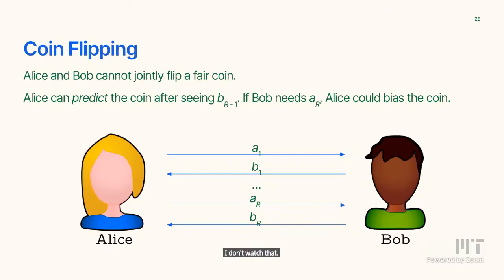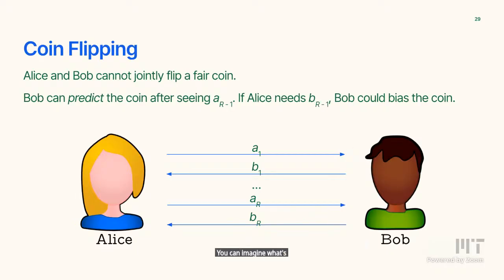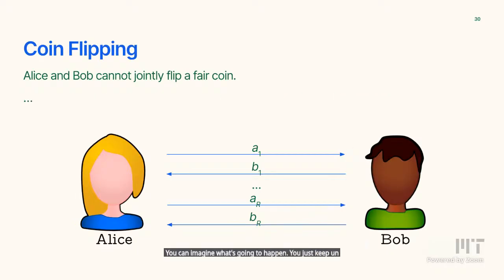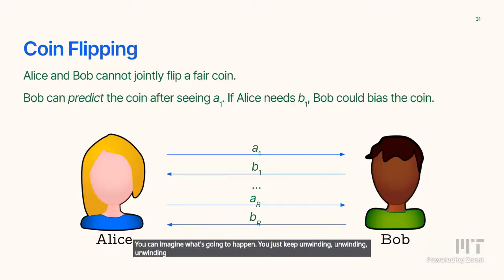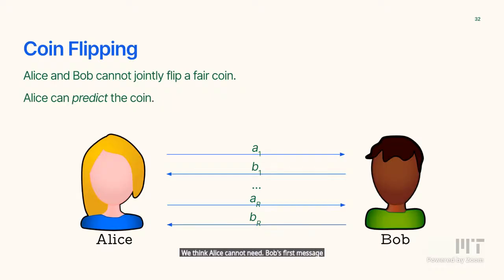Right? So then we're saying Bob doesn't need Alice's last message. So neither of them need their last messages. You can imagine what's going to happen. You just keep unwinding. You'll get to a point where you'll say, well, Bob can predict the coin after seeing Alice's first message. Which means Alice cannot need Bob's first message at all, which means Alice, without doing anything, can just predict the coin.